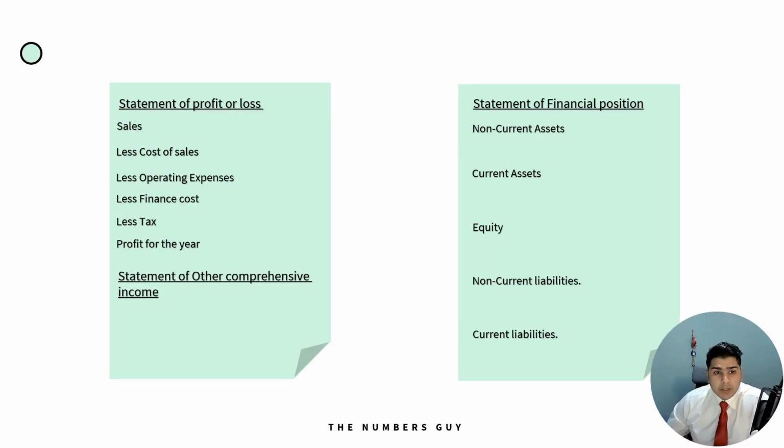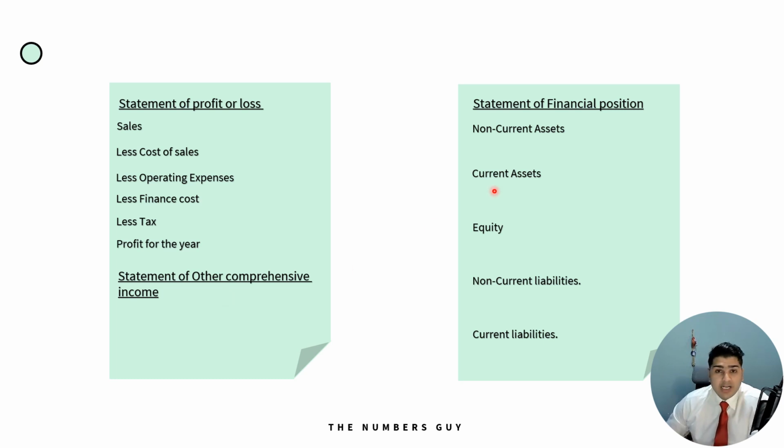Now, looking at the statement of profit or loss and statement of financial position, I get these questions all the time: what difference does it make if I add an income in the statement of profit or loss or in the statement of other comprehensive income? The total comprehensive income will be the same. So what difference does it make where I put it in this statement?